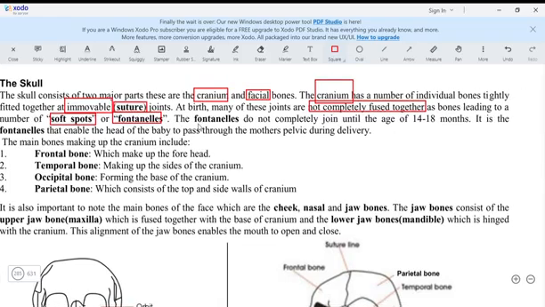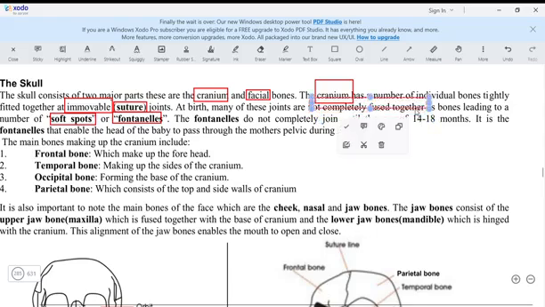The fontanelles do not completely join until the age of 14 to 18 months, that's after 1 year or 1.5 years, before the bones begin to join together. So it is the fontanelles that enable the head of the baby to pass through the mother's pelvis during delivery. So during delivery, take note of that, fontanelles.